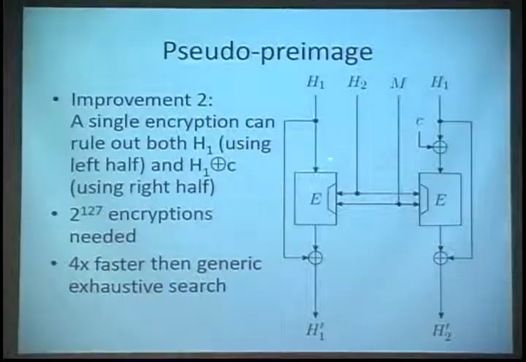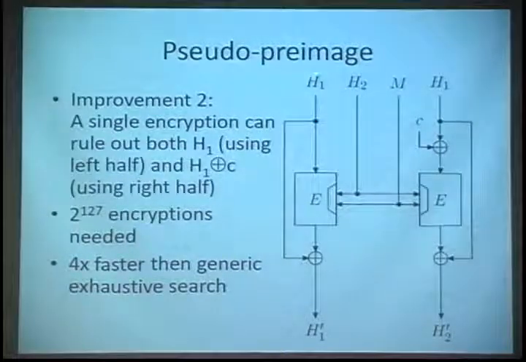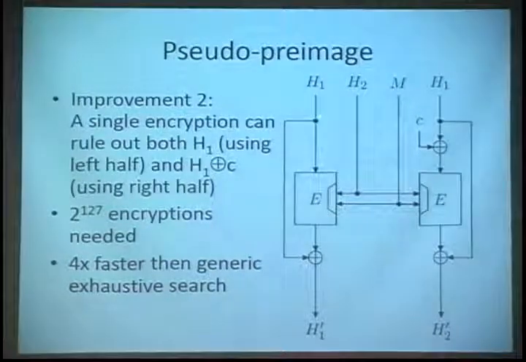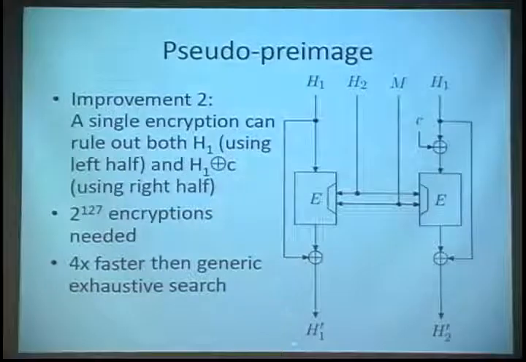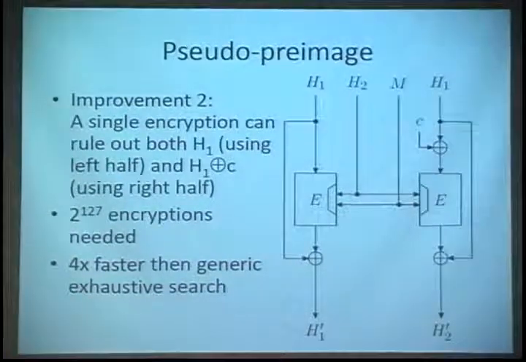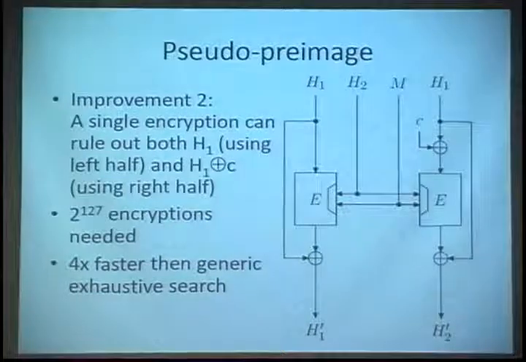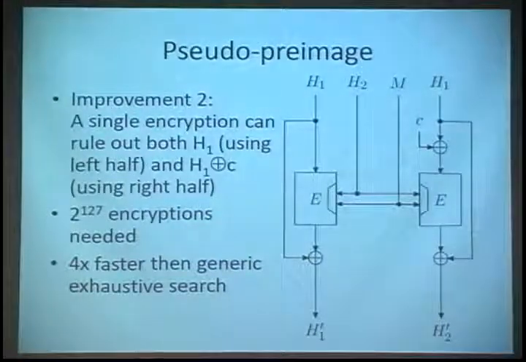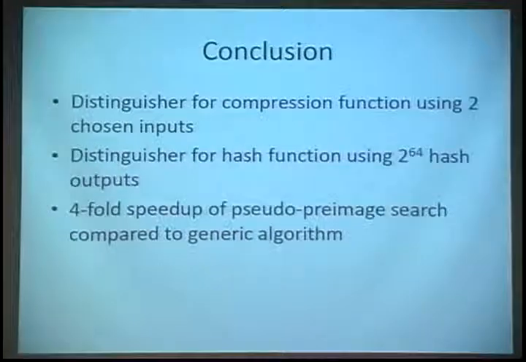But because the left and right halves are related, it turns out that if you do 1/2 computation of the compression function, you can rule out two values for H1. You can rule out this value for H1 using the left half, and you can rule out H1 XOR C using the right half, and that's just because these two halves are so closely related. You end up with a pseudo-preimage that is 4 times faster than the generic exhaustive search.